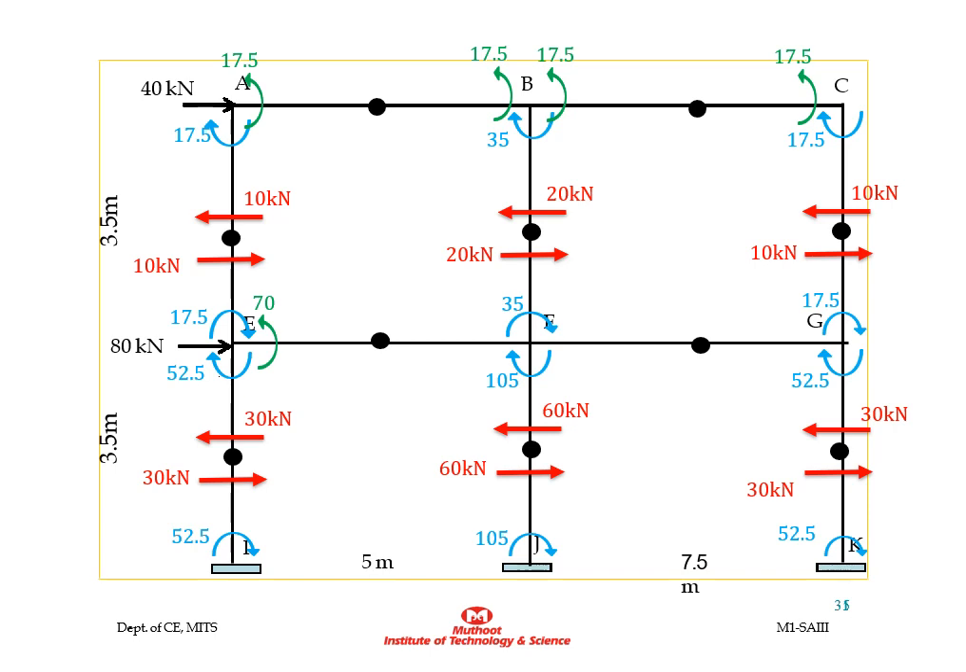Similarly, for the intermediate story, at joint E, the total sum of the moments is 52.5 plus 17.5, both in a clockwise direction. So the balancing moment will be 70 kilonewton meter in anti-clockwise direction. Then MFE will be 70 kilonewton meter in anti-clockwise direction. Then MFG will be 70 minus 35 minus 105, that is 70 kilonewton meter in anti-clockwise direction. Then MGF will be 70 kilonewton meter in anti-clockwise direction.